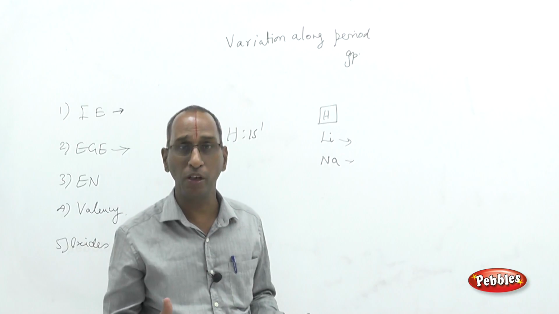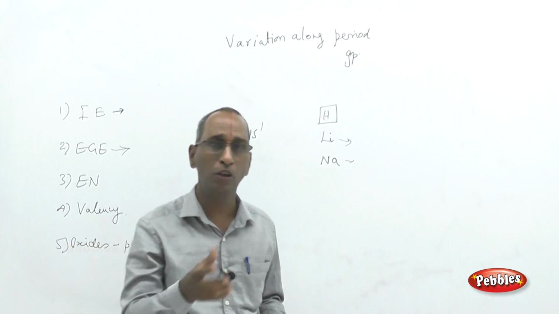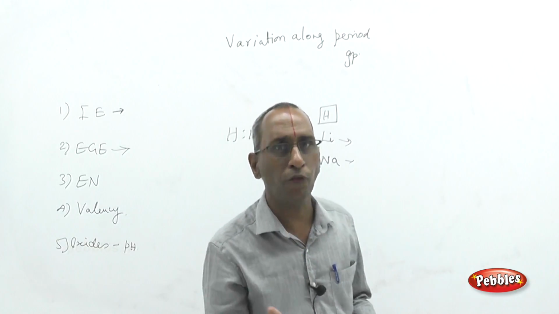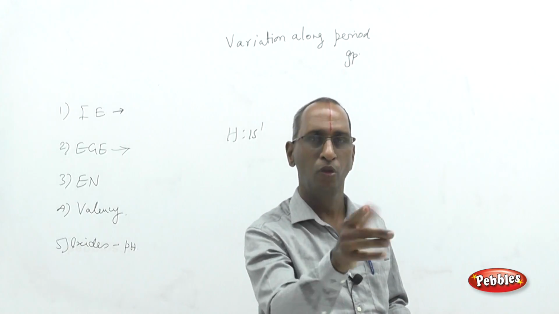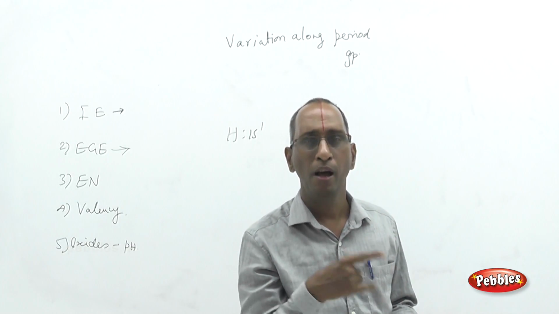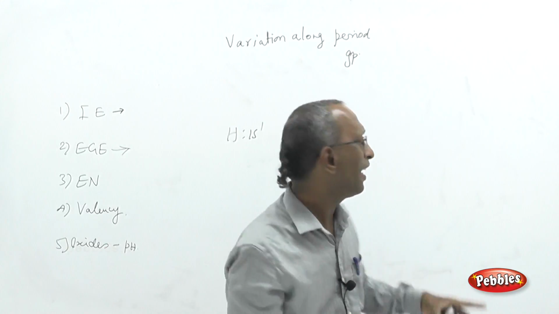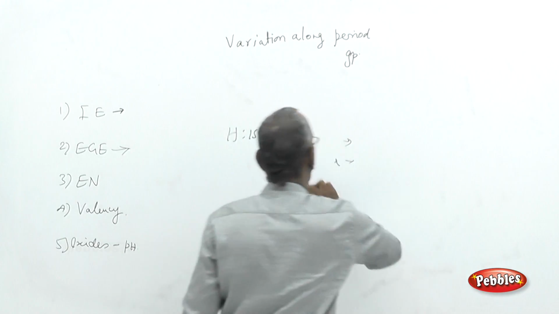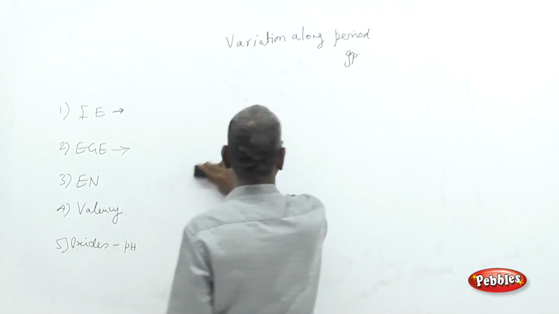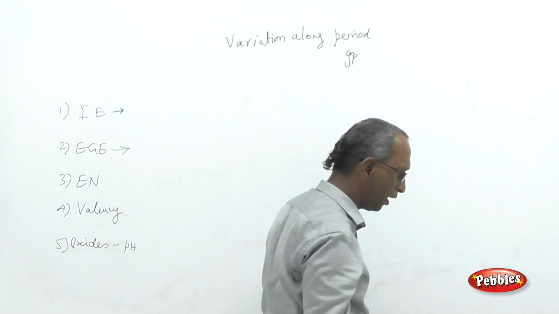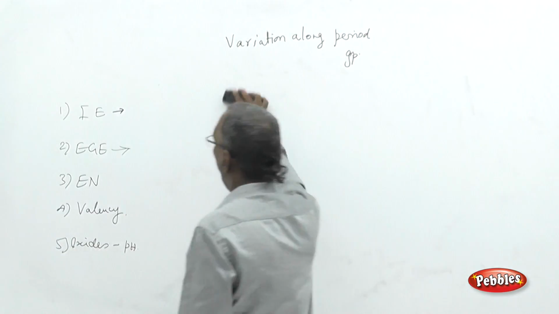Nearest to the nucleus means the nucleus will have maximum attractive force over the one electron. So it is very difficult to be removed. So the higher the s character, the more is the ionization energy. So ionization energy is influenced by these factors.